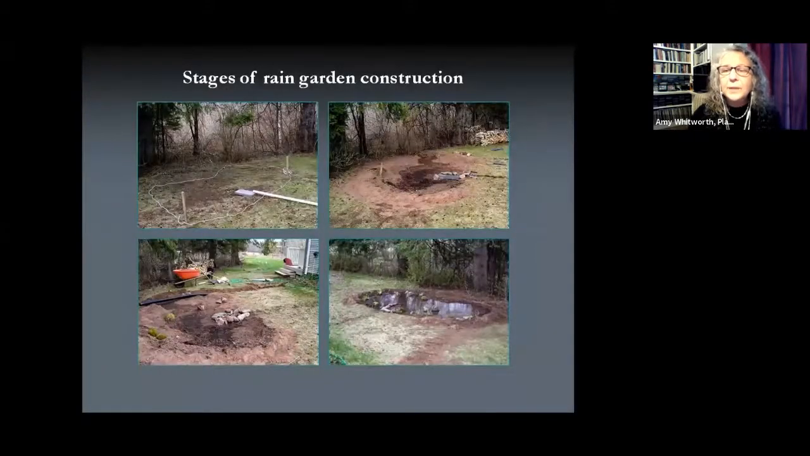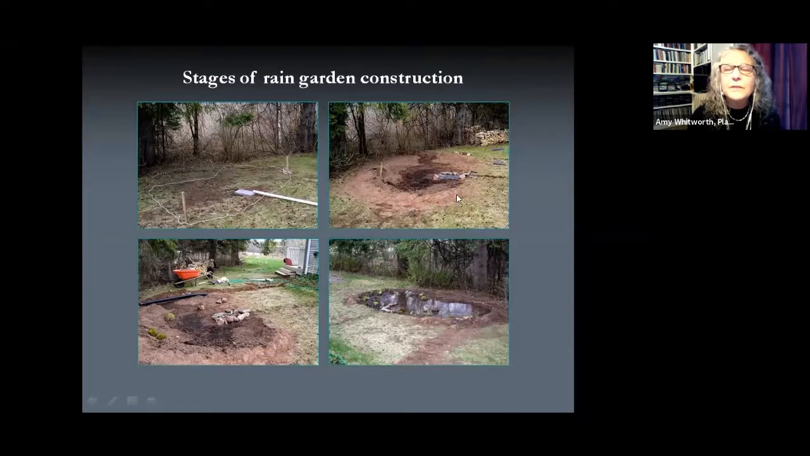Here's a little pictorial of the steps to building a rain garden. In the top left, you can see that it's been sized and the shape has been laid out on the ground. In the upper left-hand picture, you can see the little pipe coming in from the right-hand side. That's the inlet. And then it's going to overflow kind of into the woods over here.